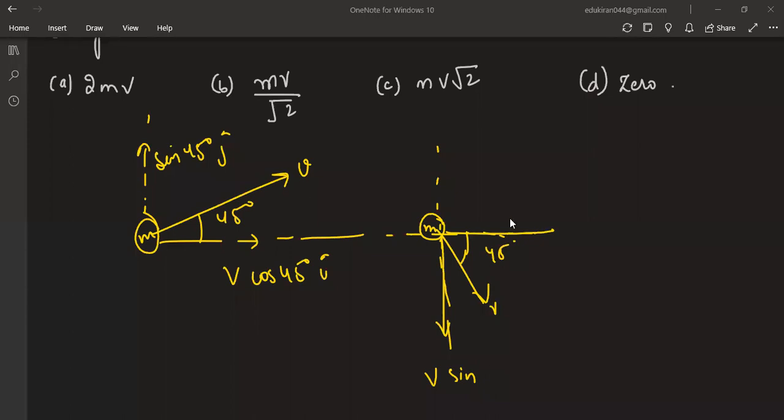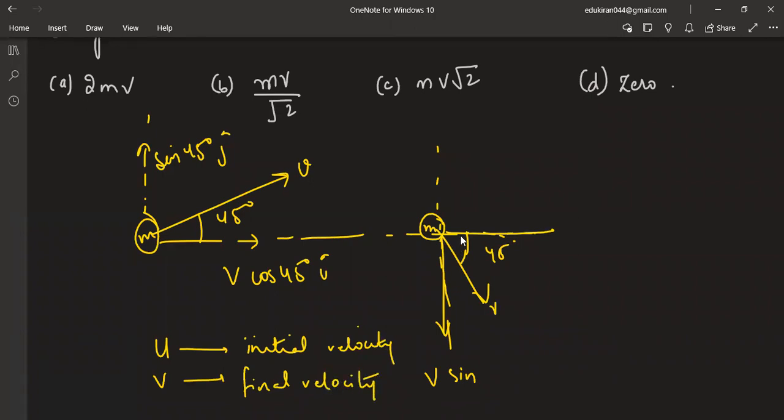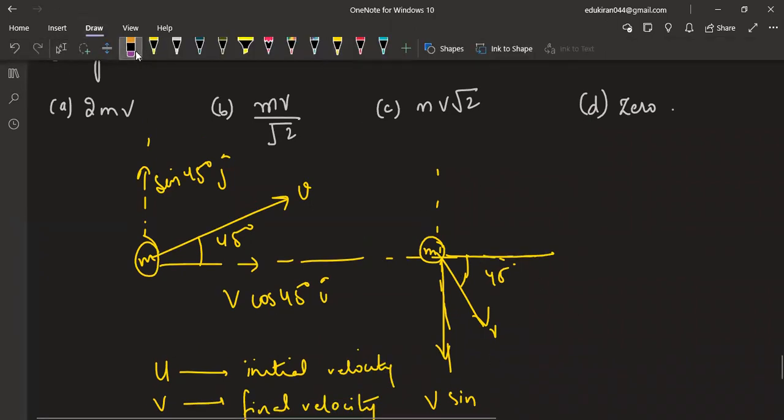All right, even if you resolve it on the opposite side, that will also be V cos theta, V sine theta. Now, what we have to do, we have to have an initial velocity. We have to have a final velocity, right? So u is the initial velocity, and v is the final velocity.